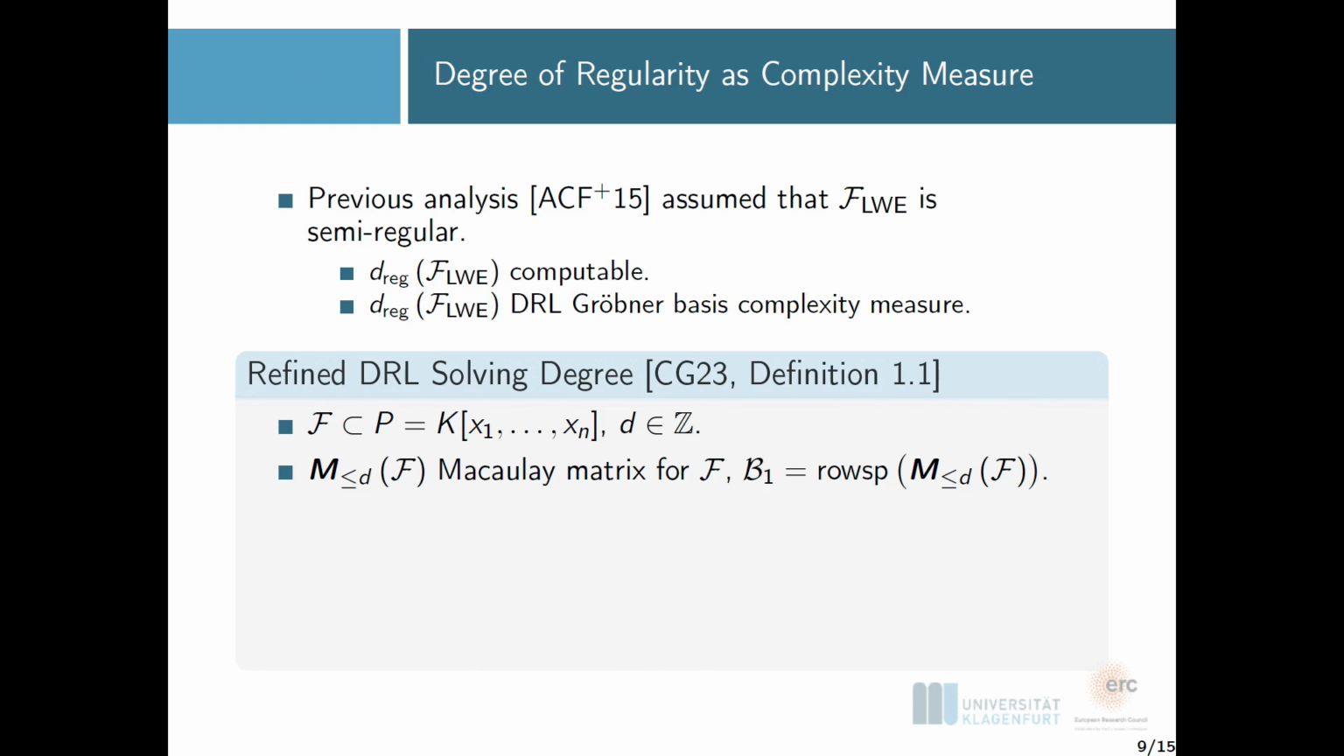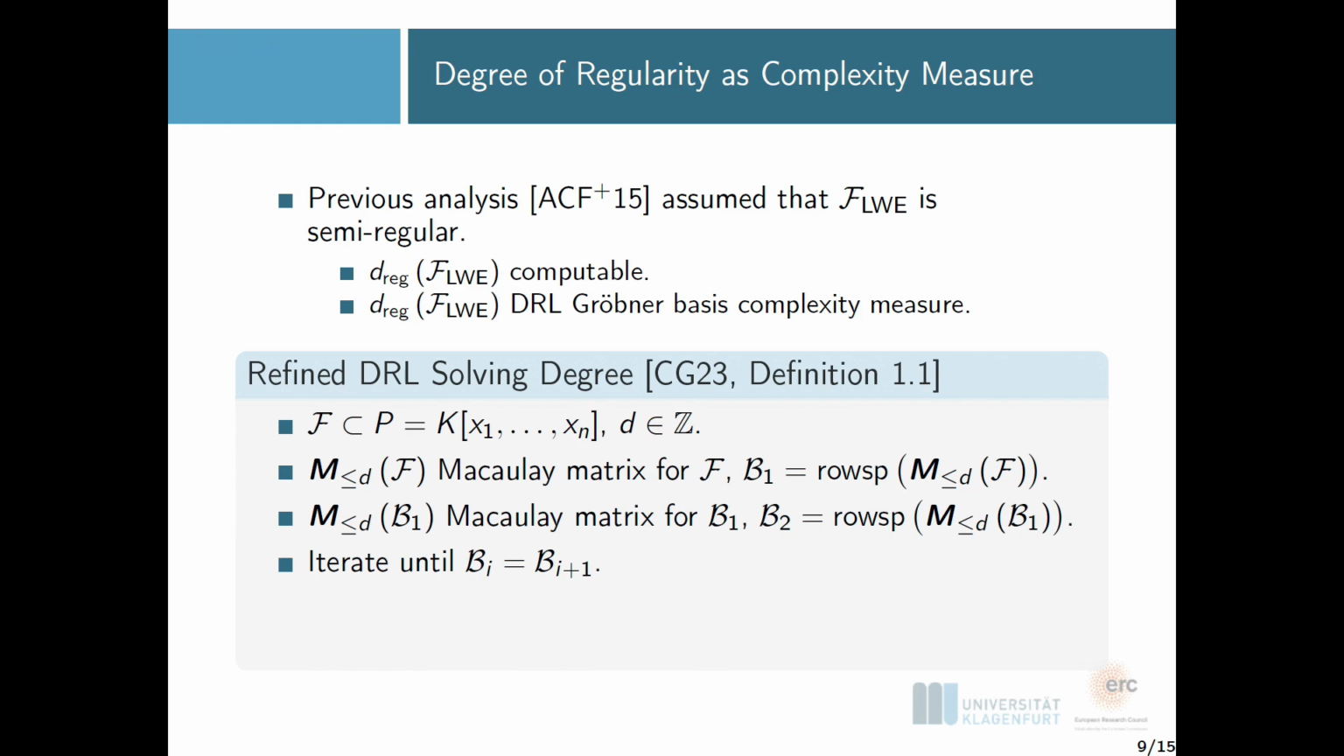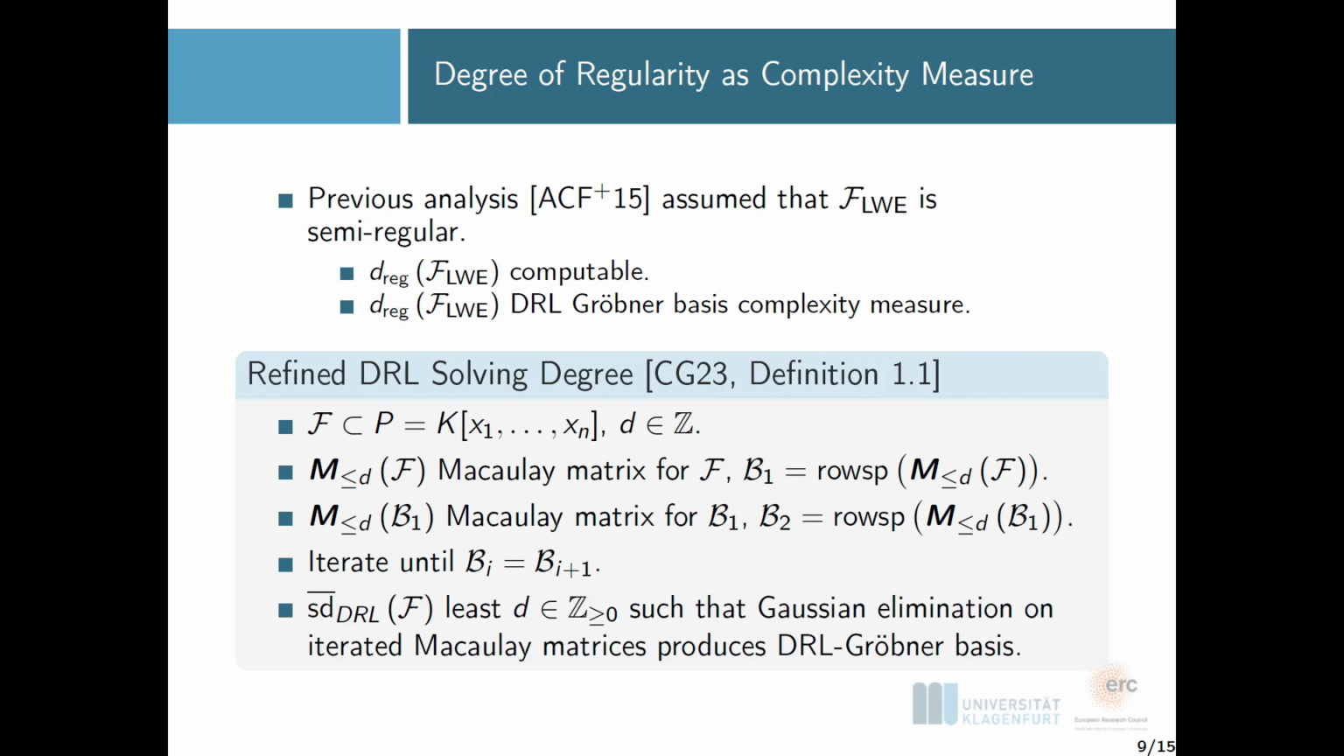Okay, now we set up a new Macaulay matrix for B1, do Gaussian elimination again, and get the next row space basis. And now we iterate this process until this row space basis eventually becomes stationary. So that's our refined algorithm, and now we can define a refined solving degree, which is then the least D such that this iterated process of Gaussian eliminations produces a Gröbner basis of your LWE polynomial system.